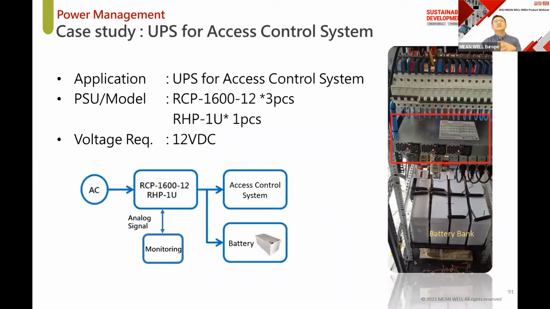And let's see another example, of the access system. In this case, a customer is using the RSP 1700 to power the access control system, and at the same time also do the charging of the battery. They are using the analog signal to do the monitoring part.